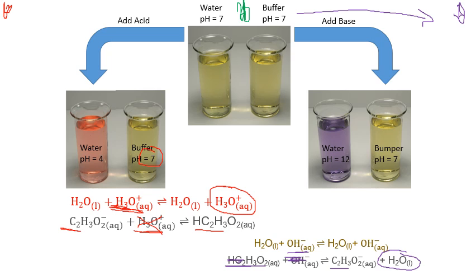There's just water. And because all the base got used up, there's no free base present, my sample stays at pH 7 still. So the pH doesn't go up when I add base, and the pH doesn't go down when I add acid, because it has this buffer system. It has these pieces that'll react with either the acid or the base, and it keeps the pH the same.